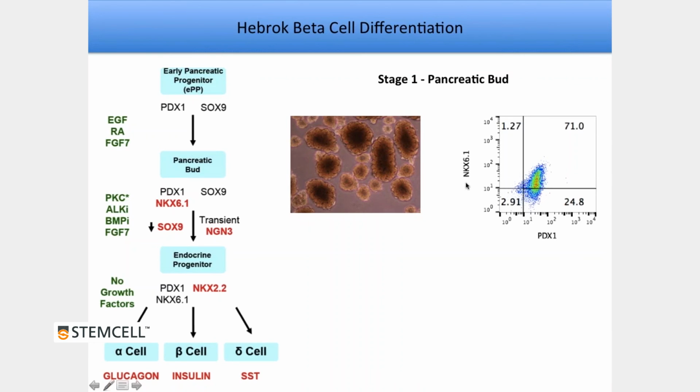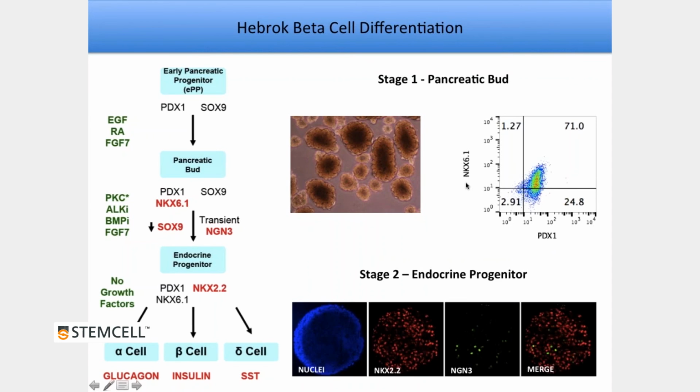So by the end of stage 2, these structures have condensed somewhat and lost their ruffled edges. The majority of cells have upregulated NKX2.2, and we see neurogenin 3 in a percentage of the cells. We don't expect to see it in all of the cells, as expression is transient, and we know from the mouse that it's typically not synchronized in different cells.